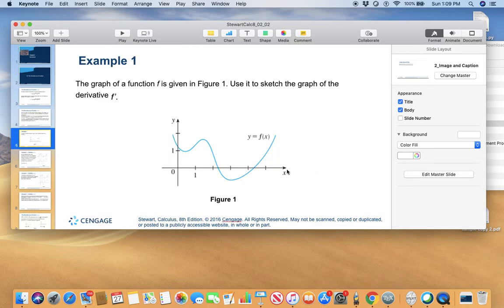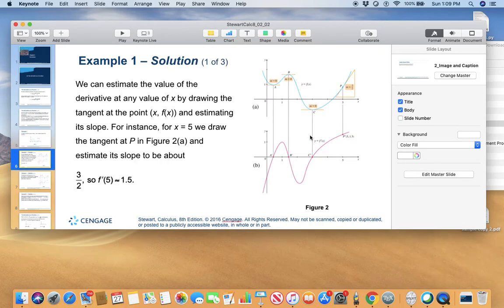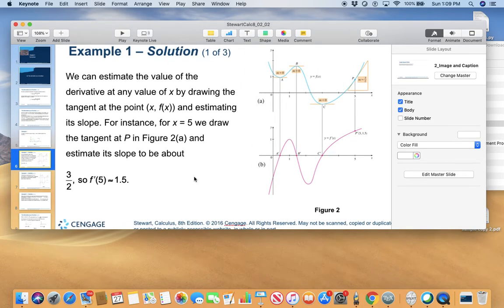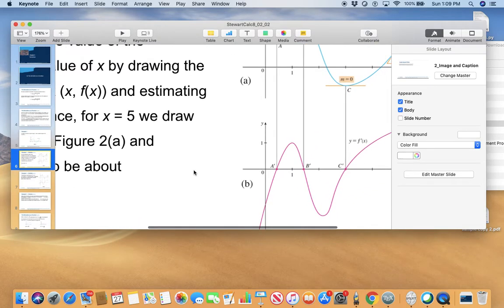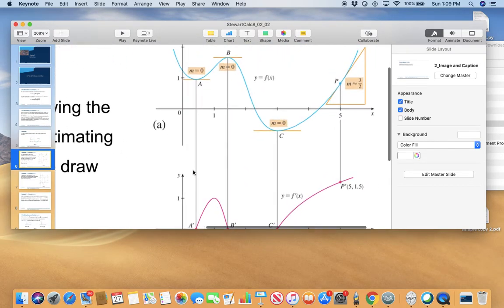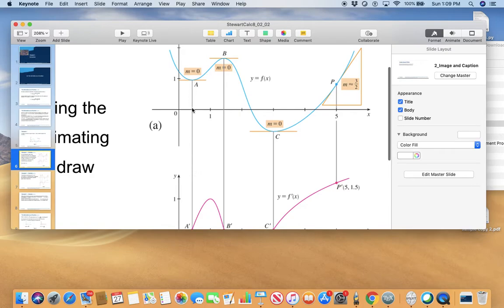Okay, here is the graph of a function f. You can use the graph of f of x to graph f prime of x. So what do we do? Well, that is f. You are estimating the value of the derivative by using some tangent point and estimating its slope and so on. So if you like, let's get close to it here. You see, here is a number where the derivative has to be 0. It has to be 0 because the tangent line is horizontal.